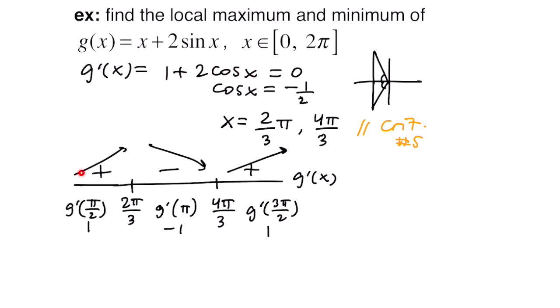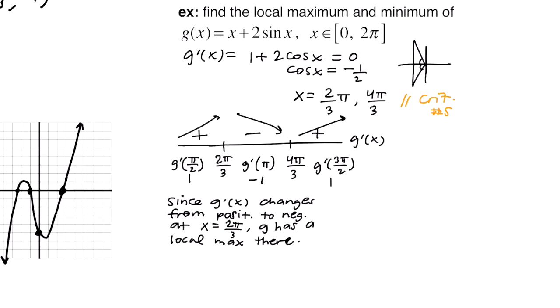So now you can see g prime changes from positive to negative at 2/3 pi, so therefore g will have a local maximum at 2/3 pi. Right here you have g prime changing from negative to positive at 4/3 pi, therefore g will have a local minimum at 4/3 pi.